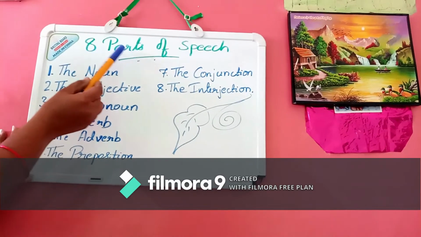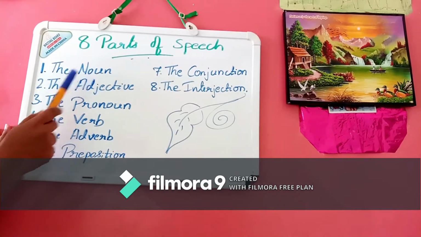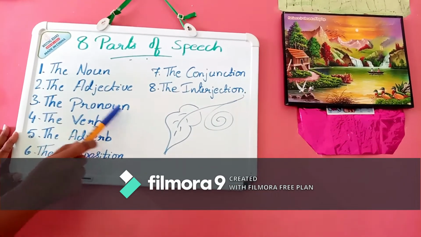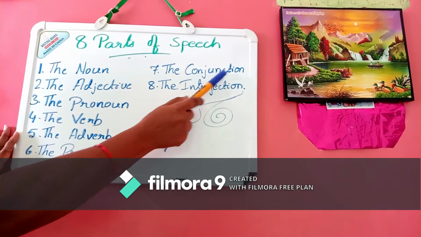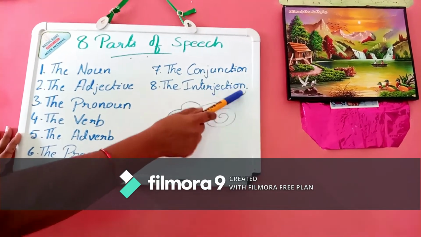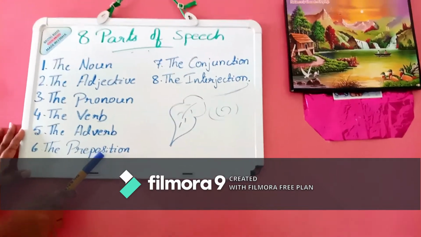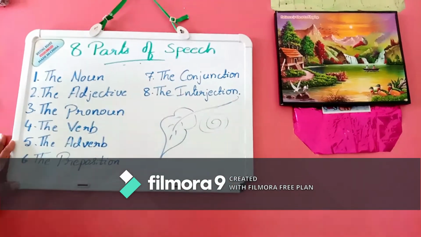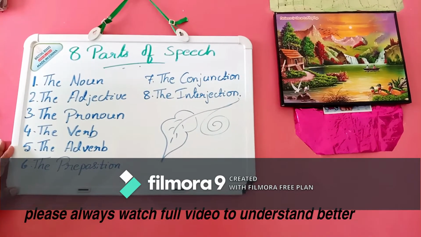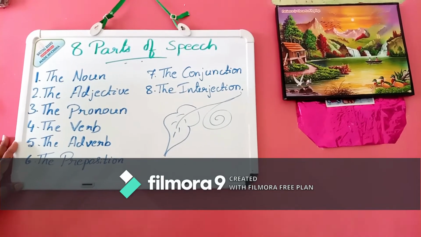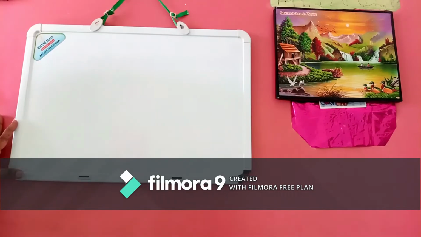Children, there are 8 parts of speech. To make the video shorter, I have already written them. The noun, the adjective, the pronoun, the verb, the adverb, the preposition, the conjunction, and the interjection. This is the correct order of parts of speech according to the Millennium Edition by James Thomas Peachite. Let us learn the parts of speech in detail.